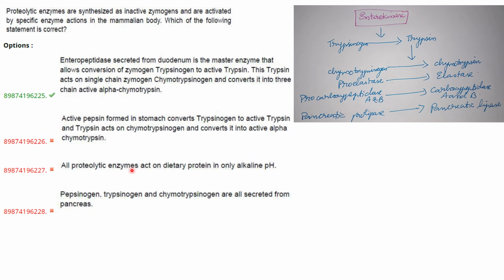Then, all proteolytic enzymes act on dietary proteins in only alkaline pH. That you can also eliminate, because pepsin acts at the acidic pH of the stomach. So when the word all itself comes, that means there is some discrepancy in the option. In most cases it is not correct. Then, pepsinogen, trypsinogen, chymotrypsinogen are all secreted from the pancreas. That is also not correct. Here they have already given pepsin formed in the stomach, so pepsinogen is not secreted by the pancreas. So the first statement is the correct answer.